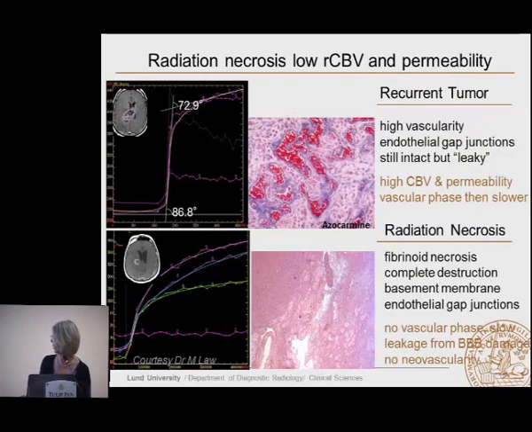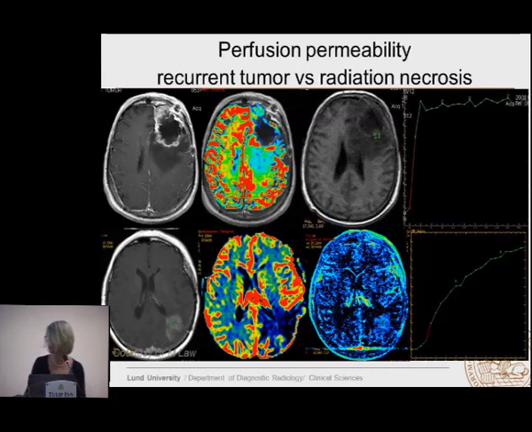Also, Menglo have shown that recurrent tumor will have a much steeper curve, like this, compared to radiation necrosis, where the permeability curve will have a much slower slope. That is demonstrated in this case of a patient with a recurrent tumor: pathological contrast enhancement, increased cerebral blood volume, and a very steep upward curve of the permeability, compared to this radiation necrosis, where you have no cerebral blood volume increase, no K-trans increase, and a much slower slope when you're looking at the permeability.